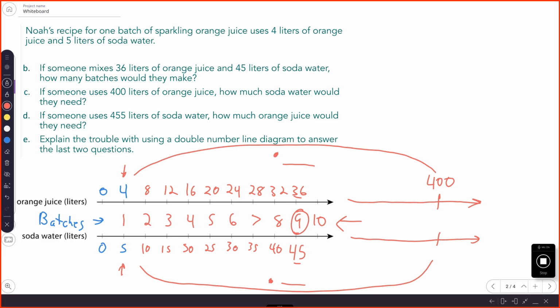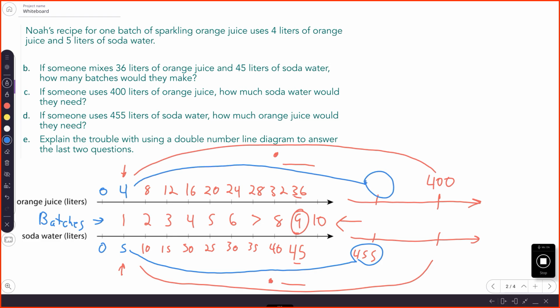Next, here, they're asking you to come down on this side. They're giving you 455 liters of soda water, and you're going to have to go up here this time. That means we're going to have to figure out what times 5 is going to give me 455. And that number is also going to have to be what times 4 will give me this mystery number right here. That's how you figure it out.